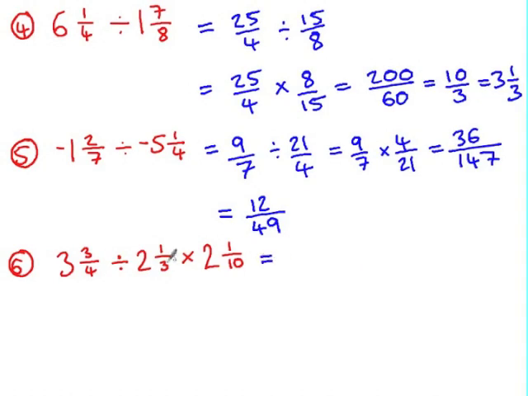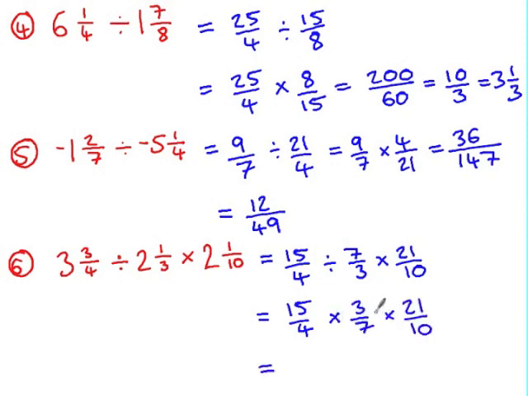Finally, we have a calculation involving 2 operations. Again, I'll start by writing each of these fractions as an improper fraction. And there's just the one division, so I'll replace that with a multiplication of the reciprocal. And then I'm going to start by multiplying the second 2 fractions together, because I can see that I'm going to be able to simplify by dividing numerator and denominator by 7. 3 times 21 is 63, and 7 times 10 is 70, which simplifies to 9/10.